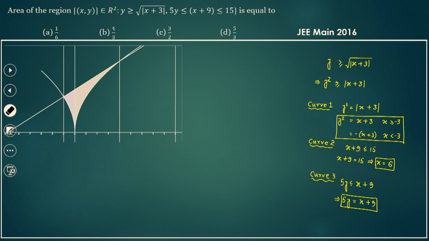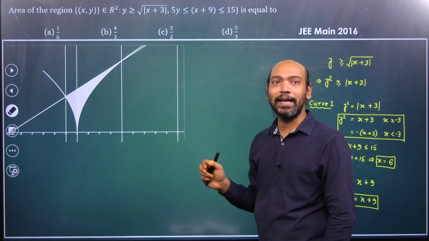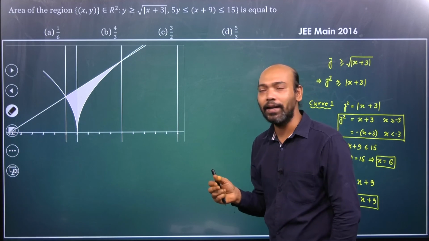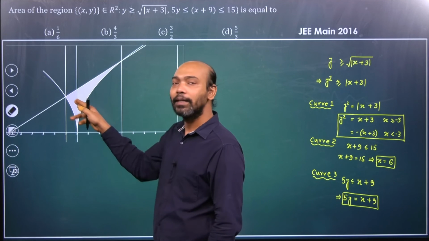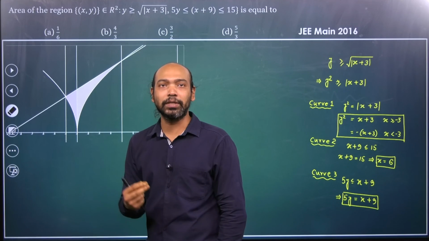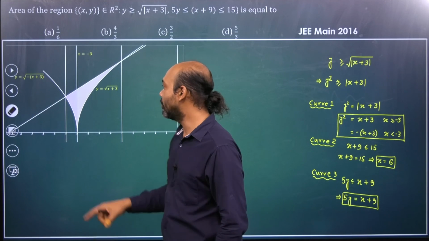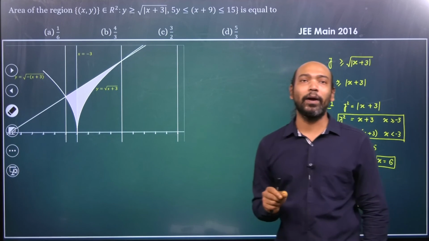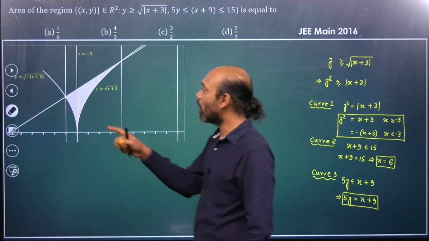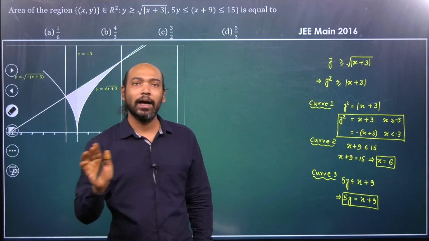Now understand what shaded region we need to calculate. The shaded region is the area bounded by all those curves. These are the curves we already mentioned. So this is y equal to the square root of x plus 3. This is y equal to the square root of minus x minus 3, and all that.